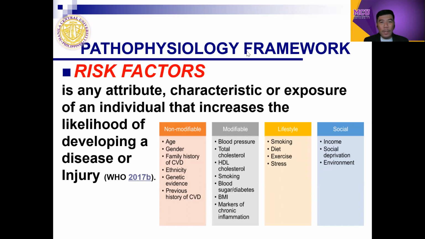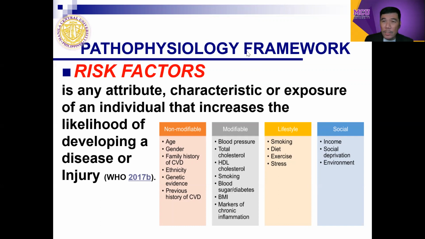So let us now identify the non-modifiable, modifiable, lifestyle, and social factors that we may consider. The non-modifiable risk factors are identified accordingly. We have the age, the gender, family history, for example, family history of cardiovascular disease, ethnicity, genetic evidence, and previous history of cardiovascular disease.